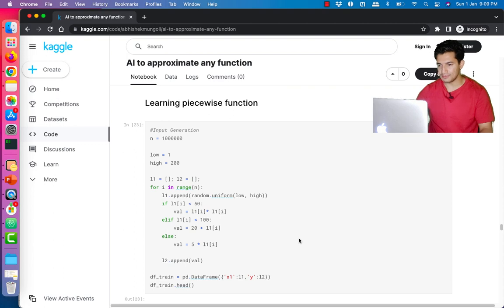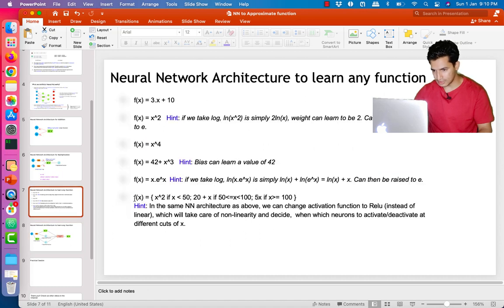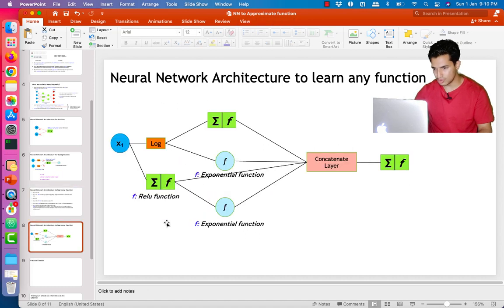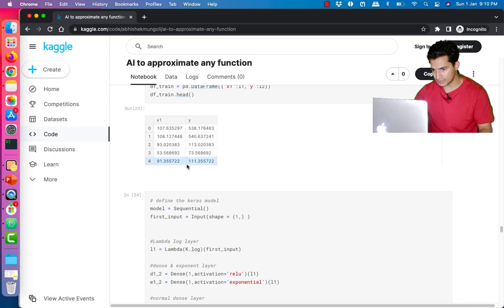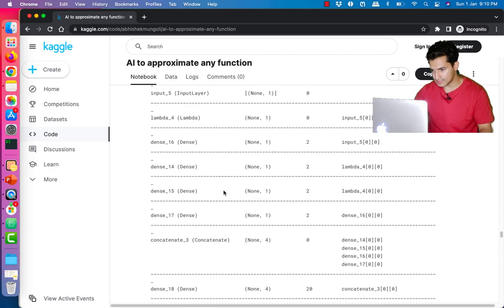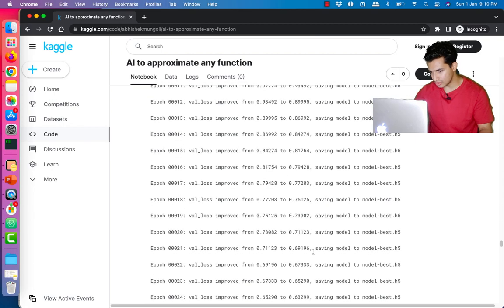And finally we will make it learn the most complicated stuff, that is a piecewise function. When x is less than 50, we want x square. When x is between 50 and 100, we want 20 plus x. And when the input is greater than 100, we want 5x. So we will make it learn this piecewise function with the same common generic neural network architecture. We first generate the training data and start training our neural network, and over multiple epochs the loss is reducing.